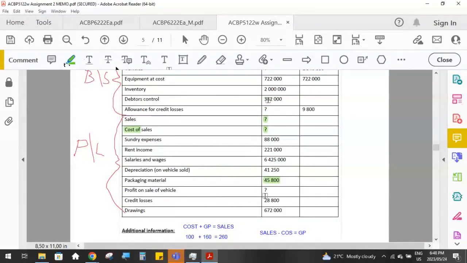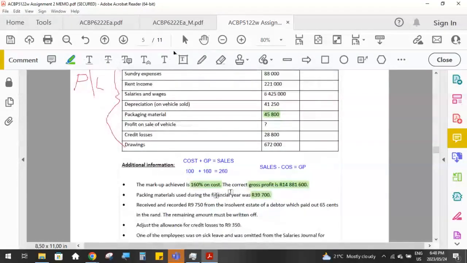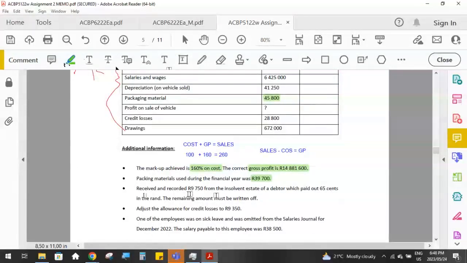Then we have got here our debtors control, 382,000, an allowance for credit losses of 98. We also have got over here credit losses expense that we wrote off during the year of 28,800. We received 9,750 Rand, so cash was paid to us from the insolvent estate of a debtor who owed us money. But for each Rand that they owed us, we only received 65 cents. So that's what 65 cents in the Rand means.